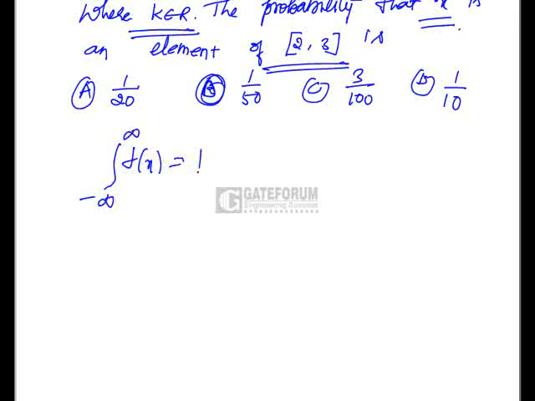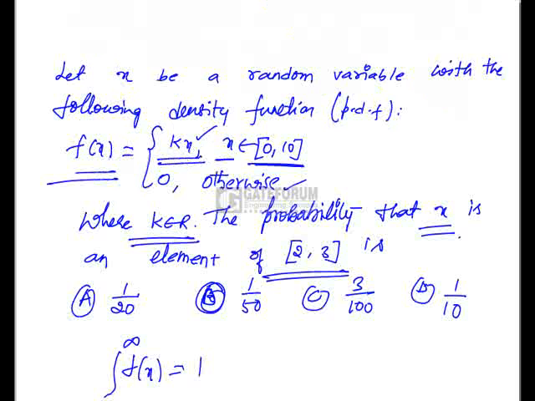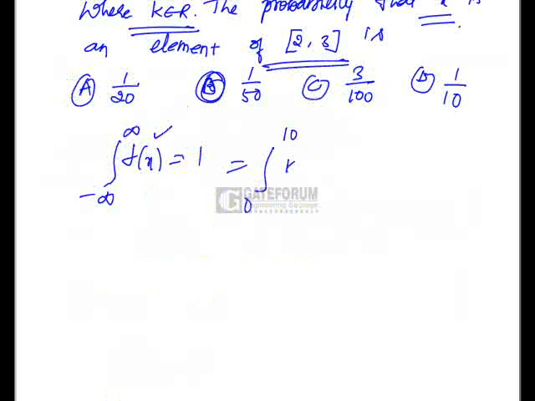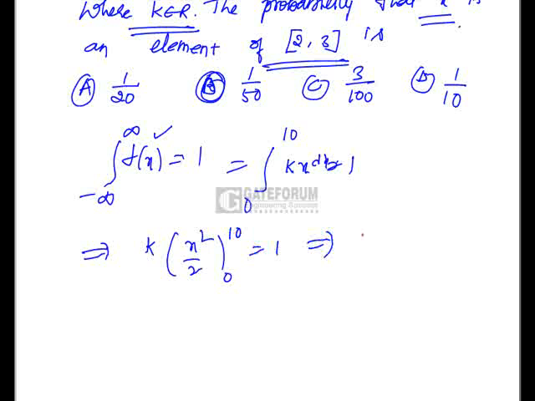Now we know that the sum of all probabilities is always equal to 1. So the integral from minus infinity to plus infinity of f of x dx equals 1, by the definition of the probability distribution function. Now f of x is kx, since we are not considering infinity to infinity but 0 to 10. So the integral of kx from 0 to 10 equals 1. If we integrate, it will be x square by 2 between the limits 0 and 10, and if we simplify, the value of k will be 1 by 50.